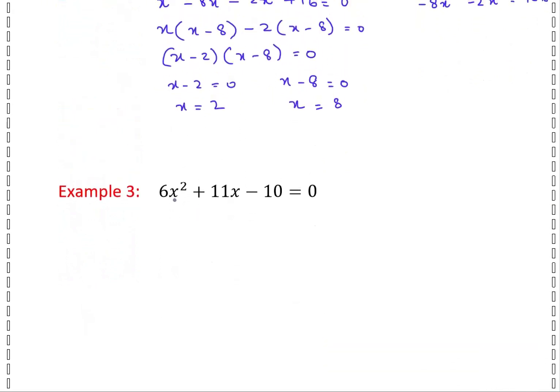Another example, 6x squared plus 11x minus 10 is equal to 0. First of all, we will multiply 6x squared by 10. So we will get here minus 60x squared. Now we have to make factors of minus 60x squared in such a way that we get plus 11x.